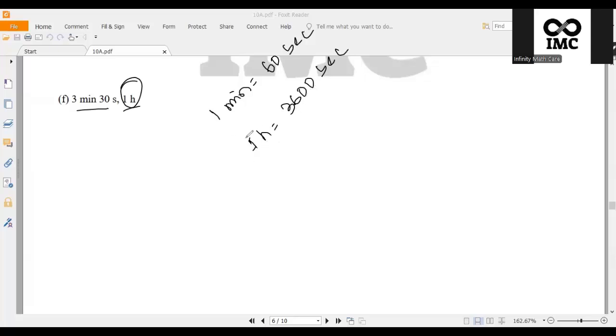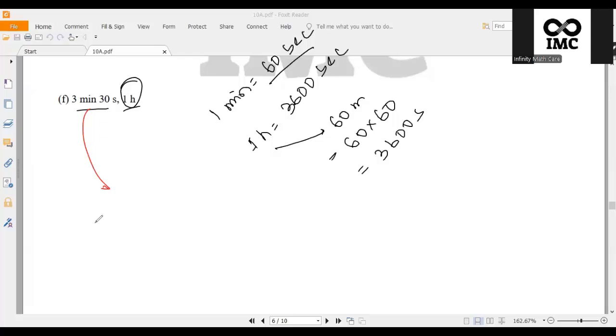We know that 1 hour equals 60 minutes and 1 minute equals 60 seconds. So 60 multiplied by 60 will be 3600 seconds. I'm just converting hour into seconds. Now 3 minutes 30 seconds can be written as 3 multiplied by 60 plus 30, then this will be converted into seconds. 180 plus 30 is 210 seconds, and 1 hour equals 3600 seconds.